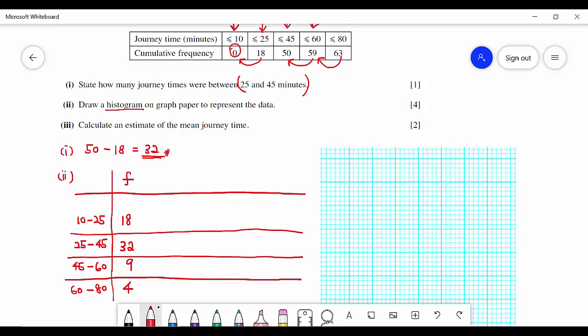So the next one. To sketch the histogram, what we need is the width. Width means the upper class boundary, 25, minus the lower class boundary, which is 10. So the width for the first class will be 15. The width for the second class will be 20, which is 45 minus 25. The width for the third class will be 15 as well, and the width for the last class will be 20.